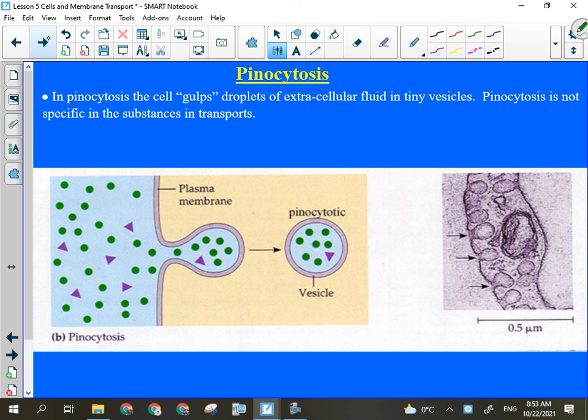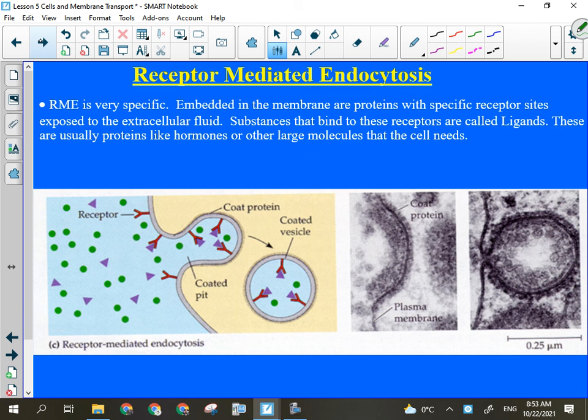And then the last kind is kind of the special kind. It's really the most important of the three, okay? And it's receptor mediated endocytosis, okay, or RME. This is how hormones, which are proteins, which are large molecules, get taken into the cell.